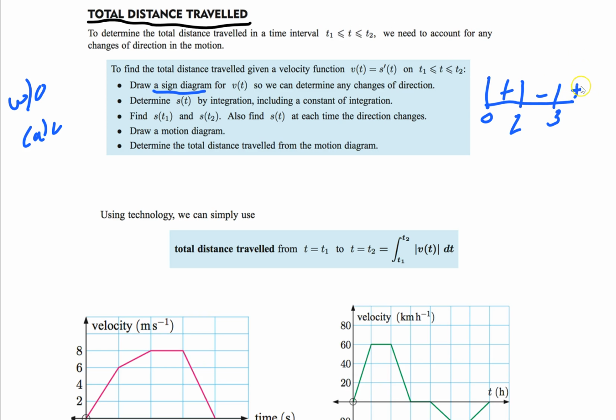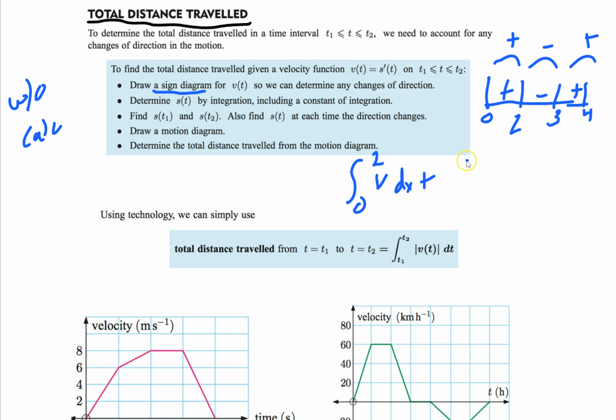And let's say they only wanted it for the first 4 seconds. So how would I find the total displacement of this? Well, I have to keep in mind that this is a positive value, this is a negative value, and that's a positive value. So when I integrate, I have to separate it. Do the integral 0 to 2. Get my positive value.